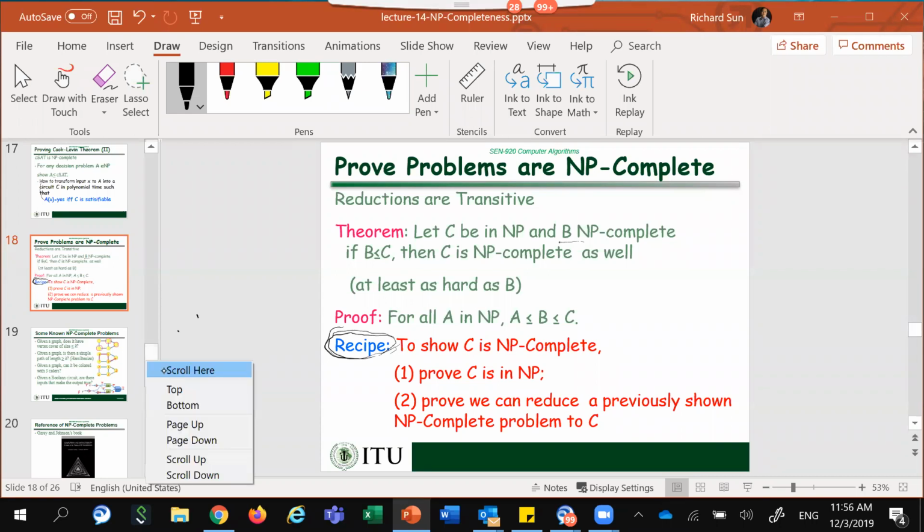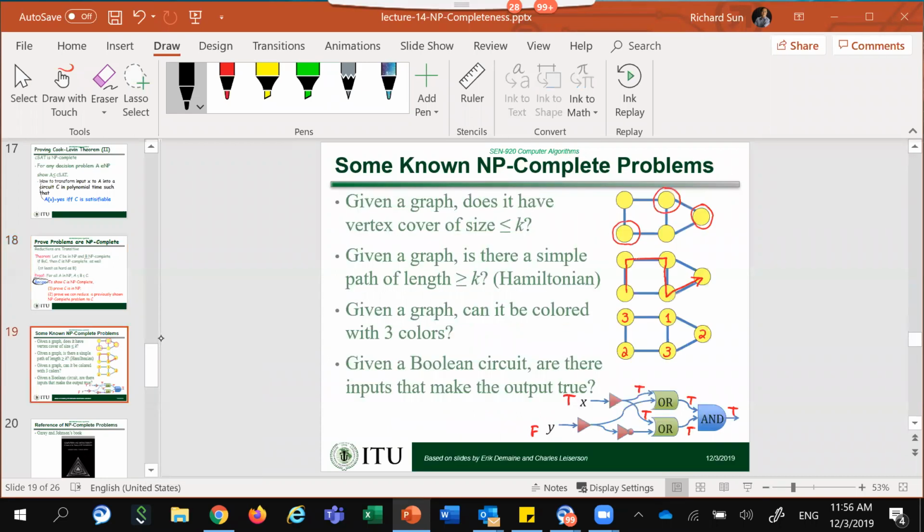Yeah. Is the second step in this? Can you speak louder? Can you get closer? Yeah, the second step in the previous slide.